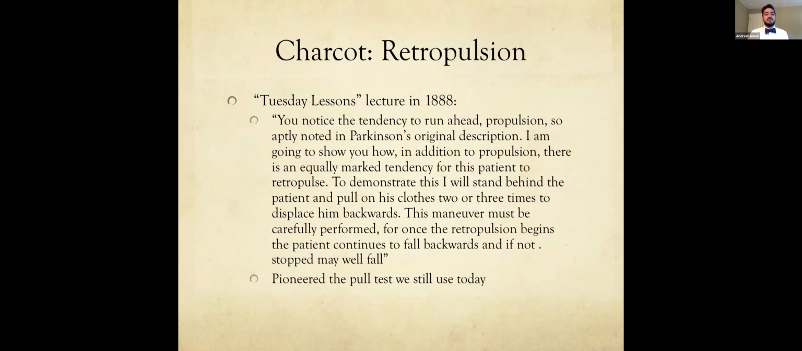In one of his famous Tuesday lessons in 1888, he presented a case in which he demonstrates a formerly unidentified aspect of the disease, retropulsion. He lectures, "You notice the tendency to run ahead, propulsion, so aptly noted in Parkinson's original description. I'm going to show you how, in addition to propulsion, there's an equally marked tendency for the patient to retropulse. To demonstrate this, I will stand behind the patient and pull on his clothes 2 or 3 times to displace him backwards. This maneuver must be carefully performed, for once the retropulsion begins, the patient continues to fall backwards, and if not stopped, may well fall."